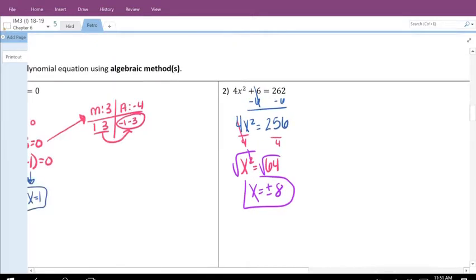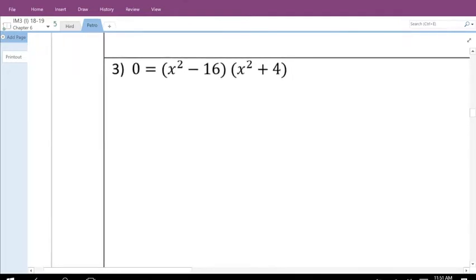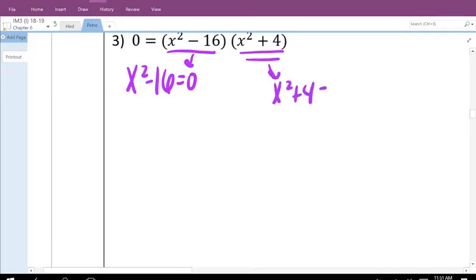Okay, let's look at number 3. This one's another one that's actually pretty easy because look, there are no x terms, are there? So we're going to be able to do it, but we have to figure out how first. Whenever you have 2 factors like this, you can just set them both equal to 0 and solve. So I can set this guy equal to 0 and I can set this guy equal to 0 and solve. Actually, I'm just going to put it in order. x squared minus 16 is equal to 0, and then I have x squared plus 4 equals 0.